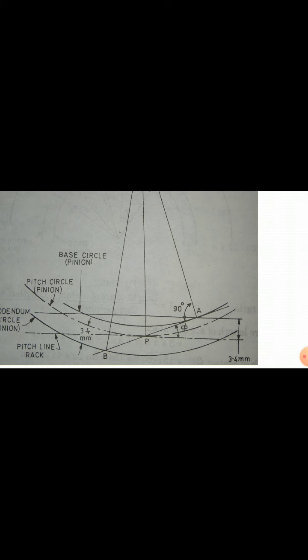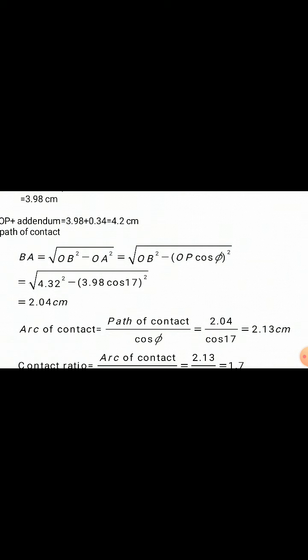So this BA we can find out by considering triangle OBA. This is a right angle triangle, so we can write BA is equal to square root of OB square minus OA square.